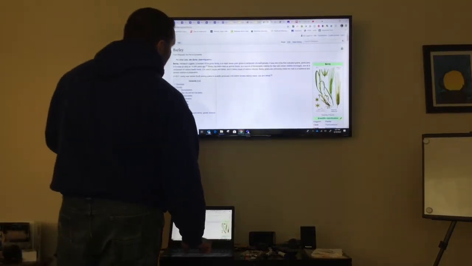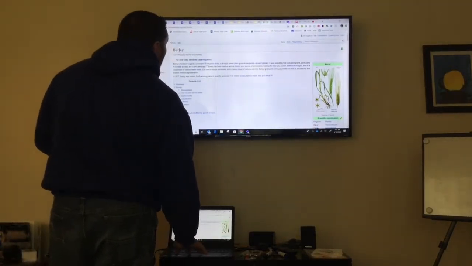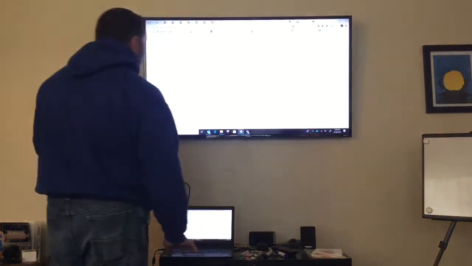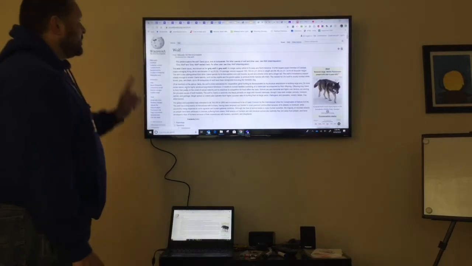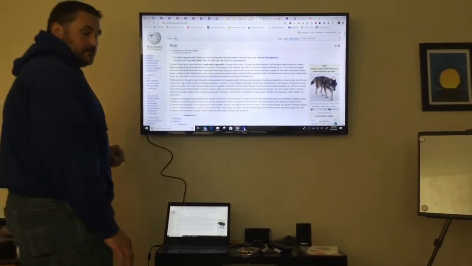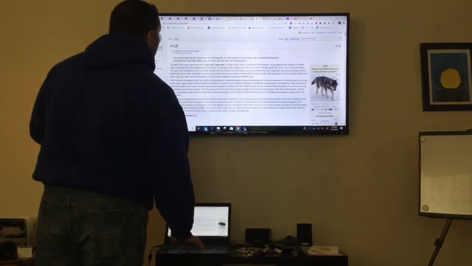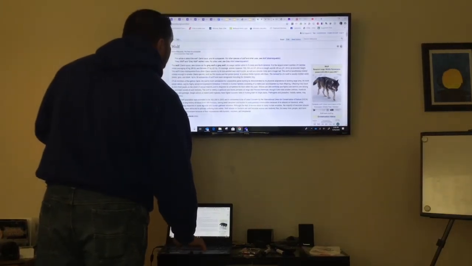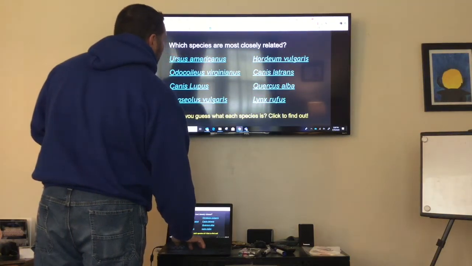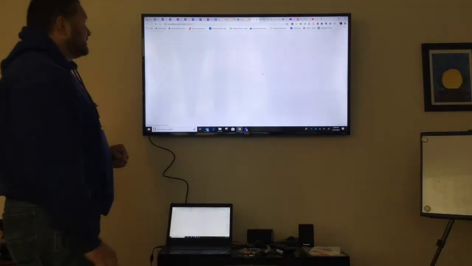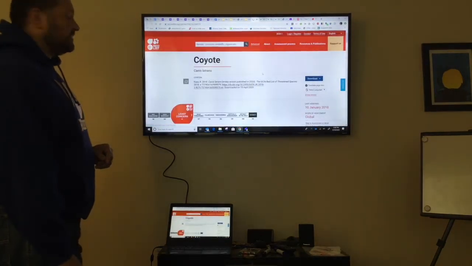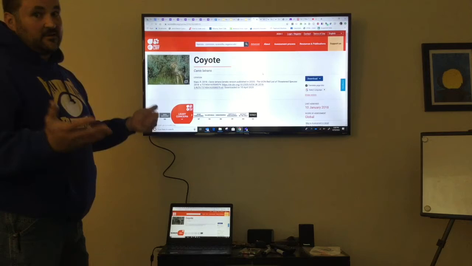Not that closely related. But the ones that are most closely related on here, Canis lupus, which is your typical wolf, and then the other one that is really, really related is Canis latrans, which is actually a coyote. So wolves and coyotes are directly related.